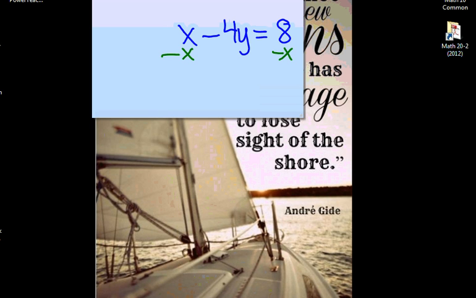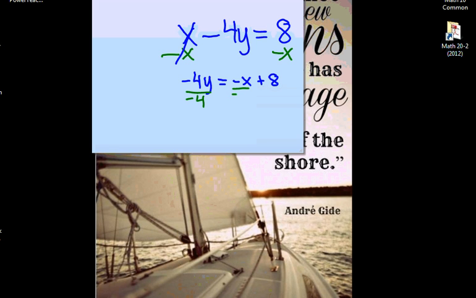So what's left over? A negative 4y is left over, so bring that sign. Equals, put x and then the constant. So how would that look? Negative x plus 8. And one more step, divide everybody by negative 4.